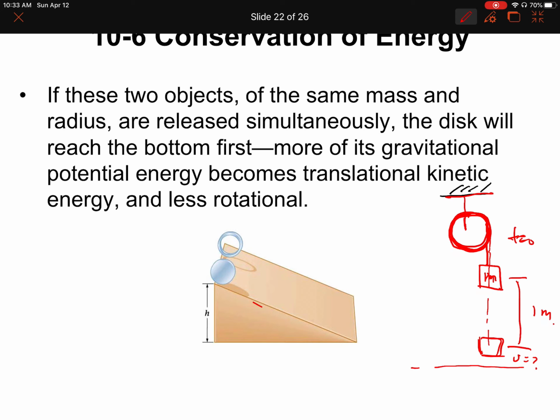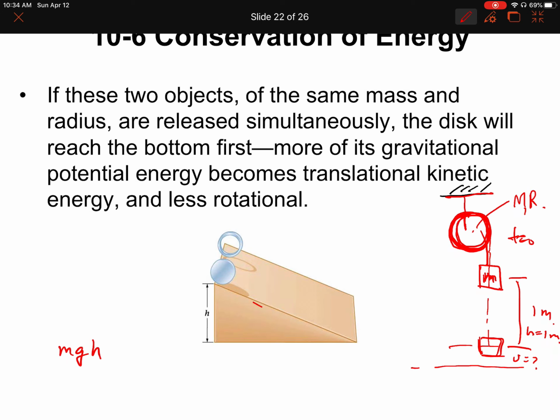Okay, how to solve this problem? Well, we know this is a pulley, it's a disk, right? So the mass of the disk is m, and the radius is R. We can use energy conservation. When you are here, you only have potential energy, right? This mass m is 1 meter above this position. So the potential energy here is mgh, with h equal to 1.